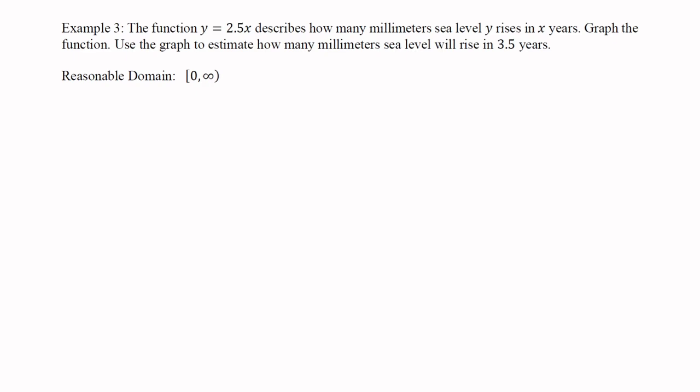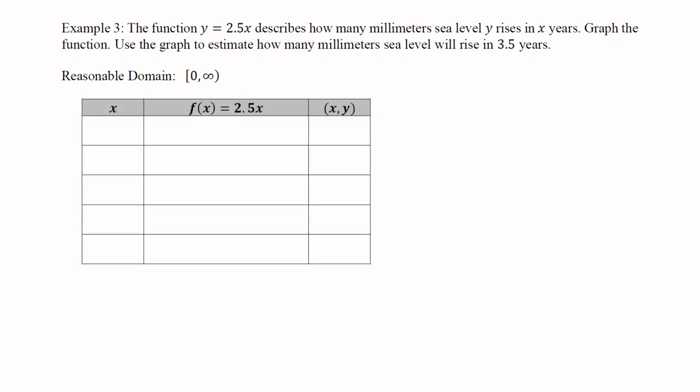So our reasonable domain is going to be 0 to infinity because we're talking about time. We can't go back in time. We can only go forward. So we're going to be using only positive values. So we're going to create a table, and we're going to put in a few x values within that domain.